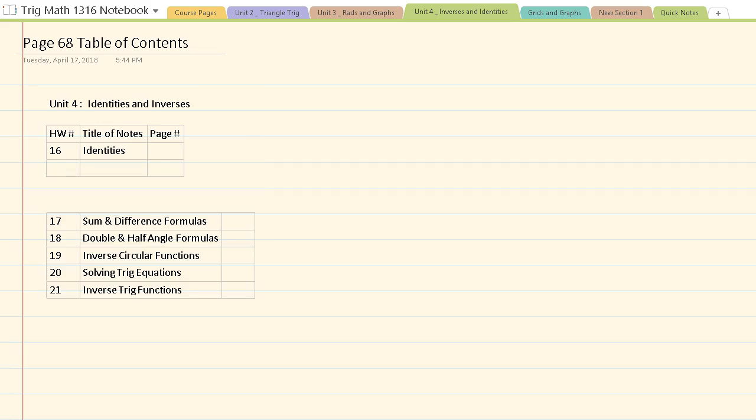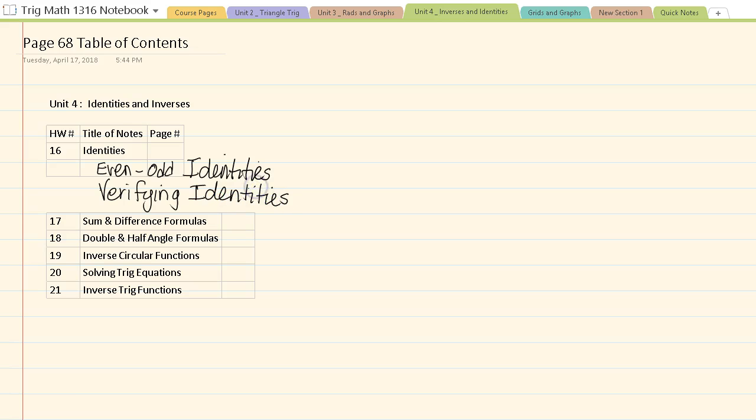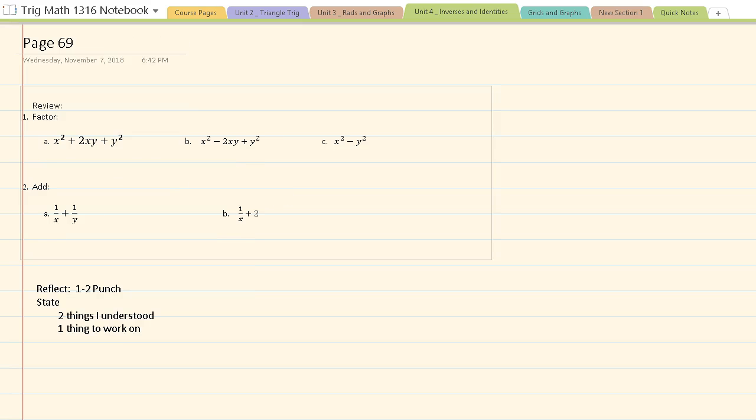On page 68 we have the table of contents for unit number 4, identities and inverses. Today we're going to talk about the identities, and in particular we're also going to talk about even and odd identities, as well as verifying identities. And you can see we will fill out the rest of the table of contents as we go. On page 69 we will have a review and reflect for today's lesson. You may want to pause the video here so that you can try to complete the review on your own.